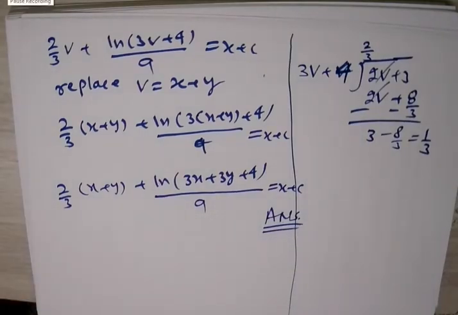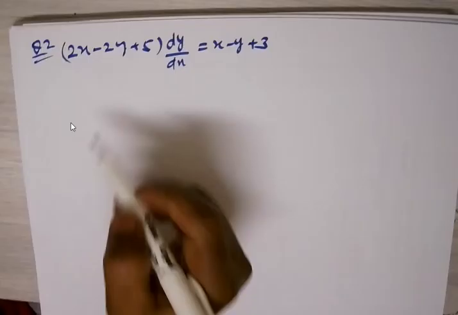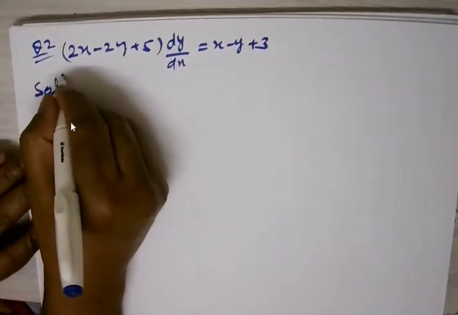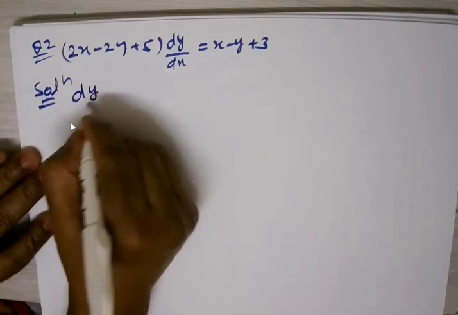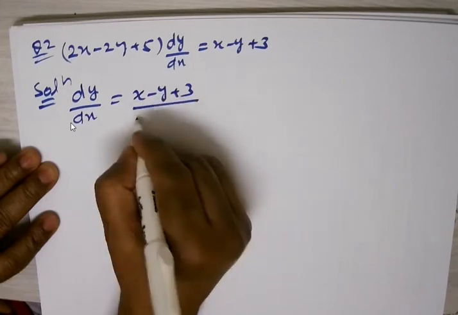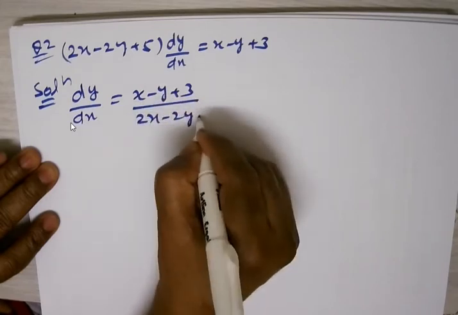Hopefully you understand, my dear friend. Question number 2, solve this non-homogeneous differential equation. So what we have to do for the solution of that one? dy dx equal to x minus y plus 3 divided by 2x minus 2y plus 5.